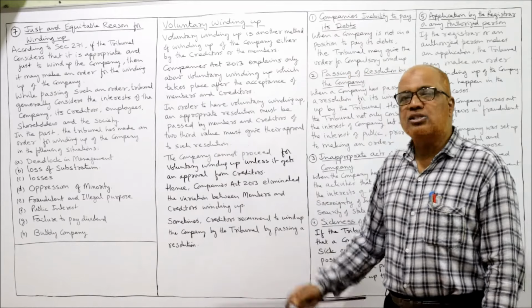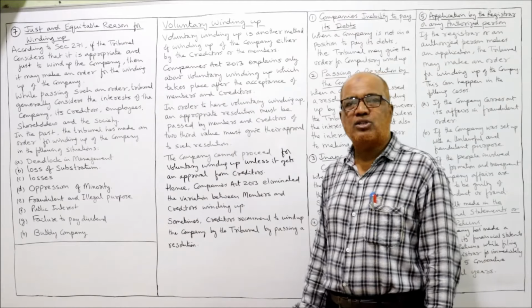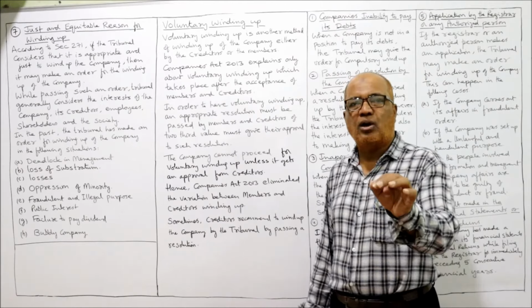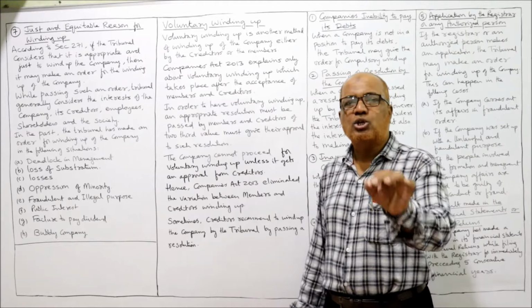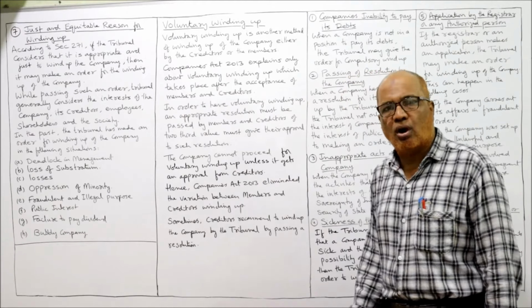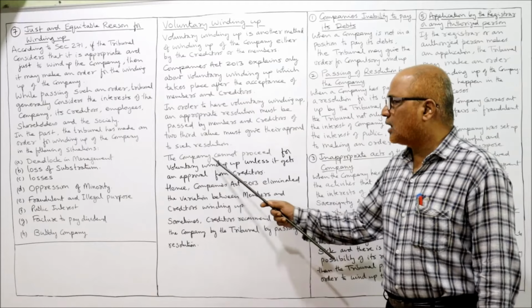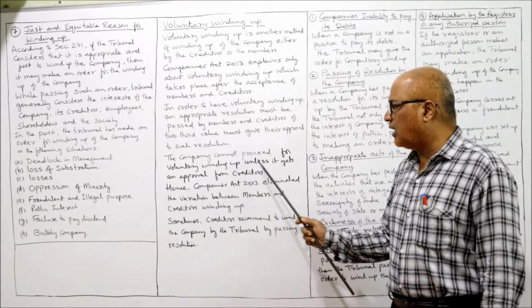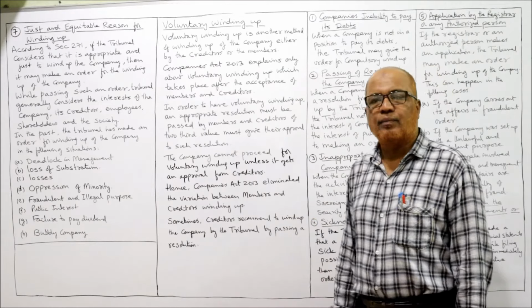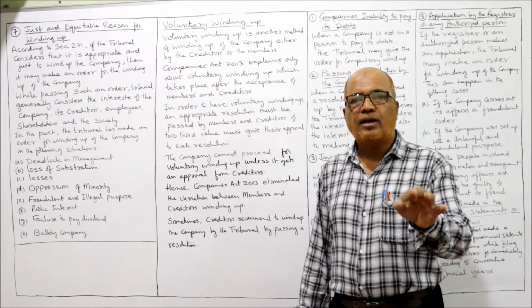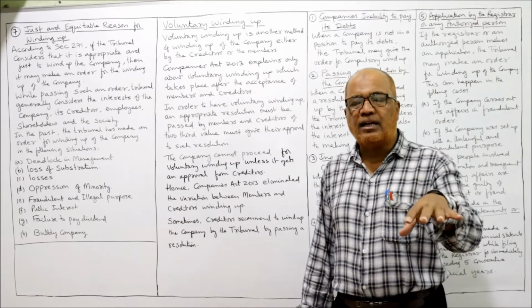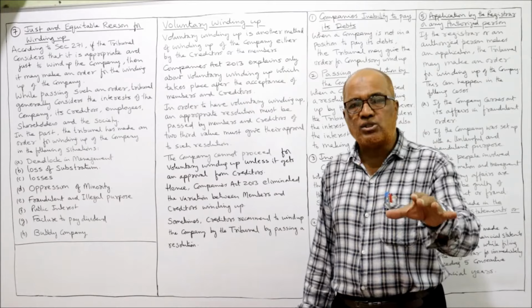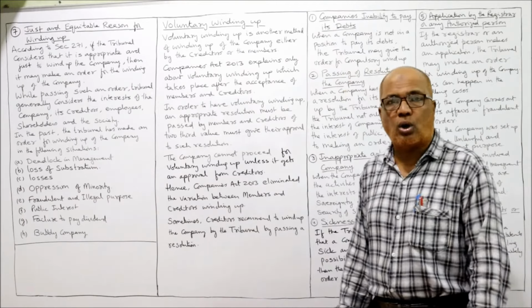up of the company. A resolution must be passed in which majority, 2/3 of members and 2/3 of creditors should approve the resolution of dissolution. The company cannot proceed for voluntary winding up unless it gets approval from creditors. Only members cannot resolve. After getting the resolution of members, the company has to get the resolution from creditors also.